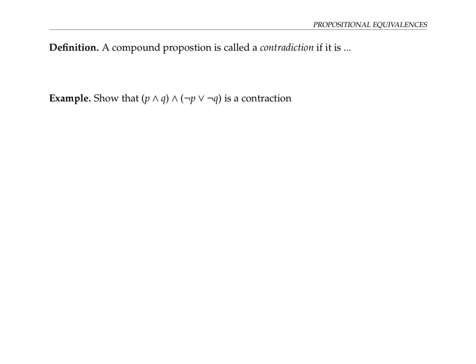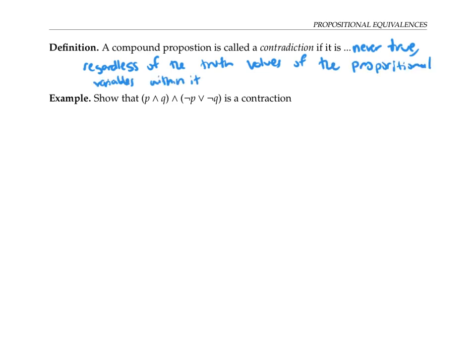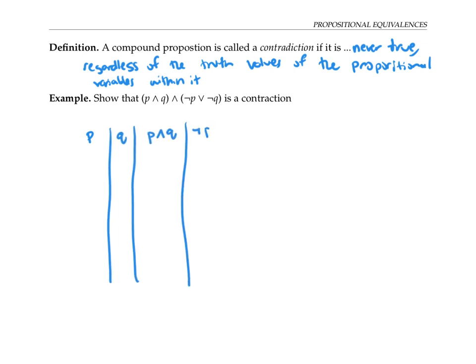A compound proposition is called a contradiction if it's never true, regardless of the truth values of the propositional variables within it. Pause the video for a moment and see if you can show, using a truth table, that this expression is a contradiction. I'm going to start my truth table with a column for P, a column for Q. I'll make a column for P and Q. Let me put a column for not P and one for not Q.